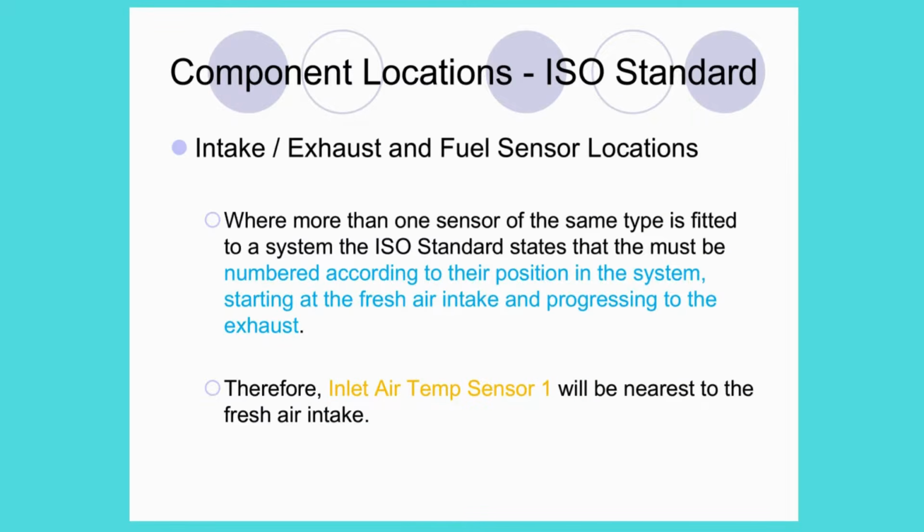Intake, exhaust and fuel sensor locations. Where more than one sensor of the same type is fitted in the system, the ISO standard states that they must be numbered according to their position in the system, starting at the fresh air intake and progressing to the exhaust. Therefore, inlet air temperature sensor 1 will be closest to the fresh air intake.